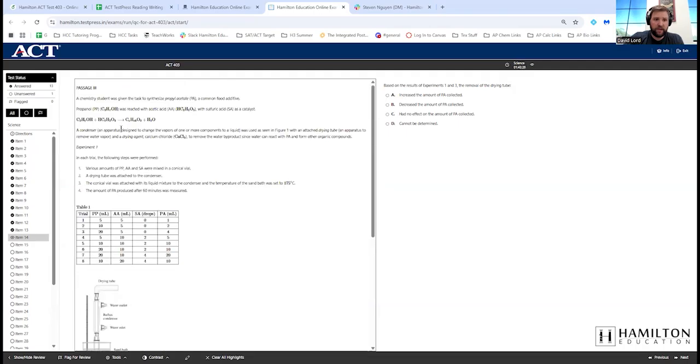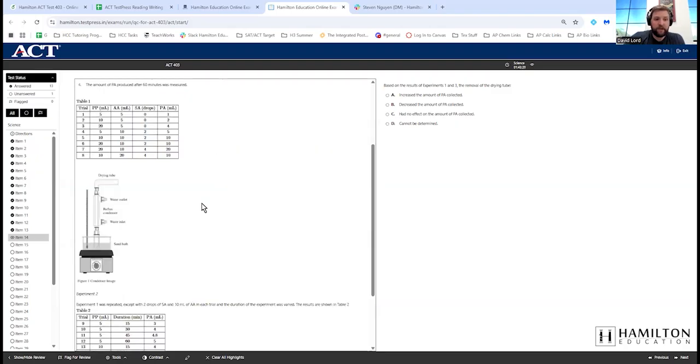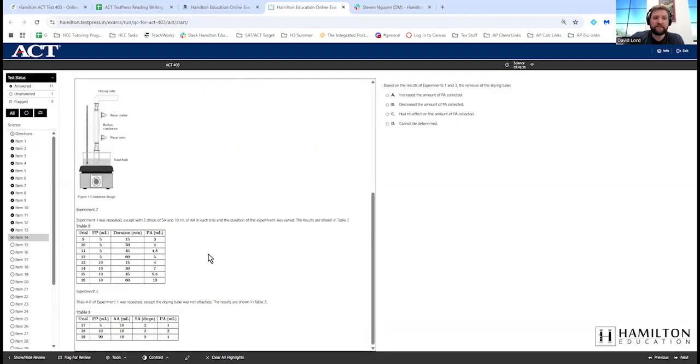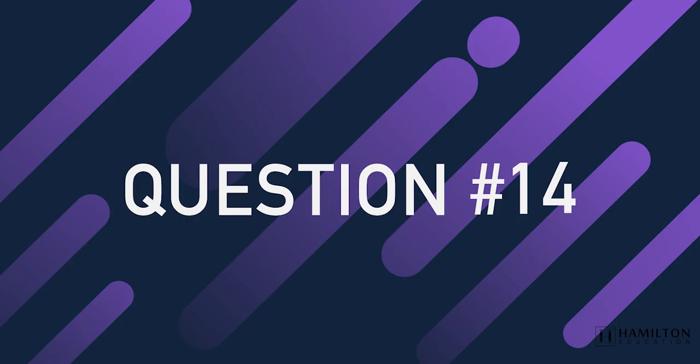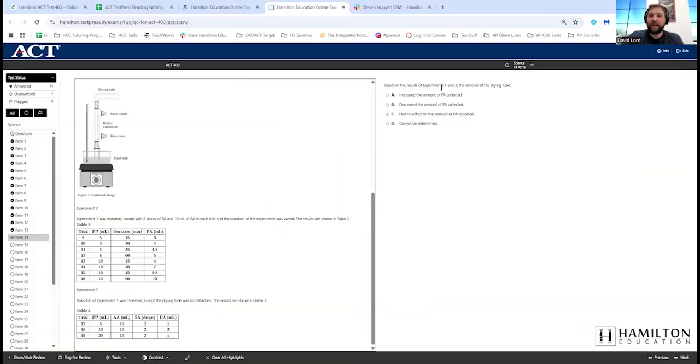Okay, and then PA is something else. Oh, there you go, propyl acetate. Sure. And then it looks like we did 3 experiments. All right, anyways. Based on the results of experiment 1 and 3, to remove the drying tube did what?